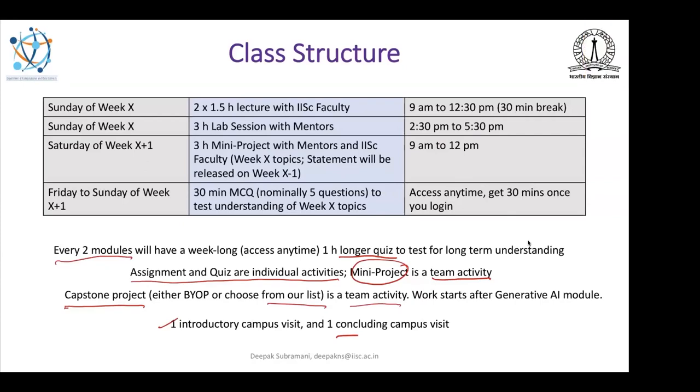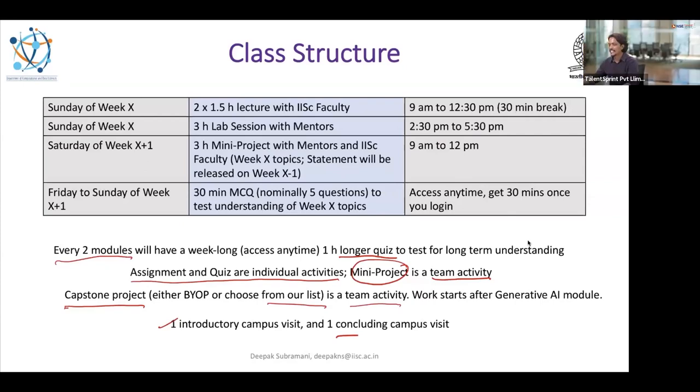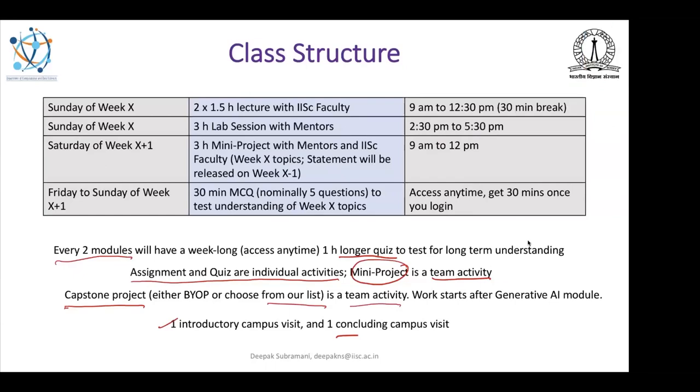Okay, thank you for your time. Mr. Shatab, you can go ahead. Mohammed Shatab? Hello, am I audible? Yes, you are. Yeah, good evening to all.